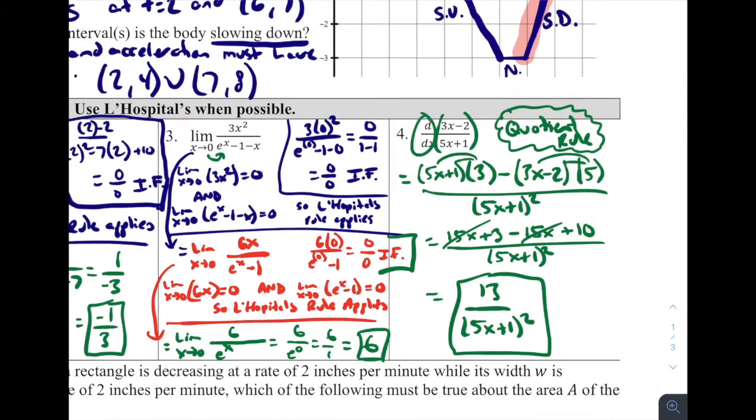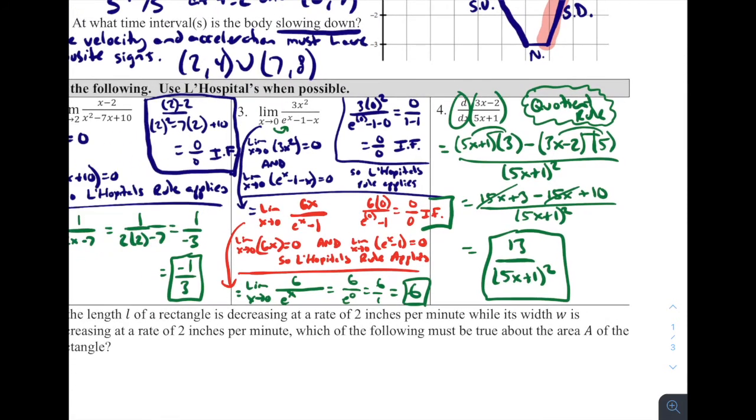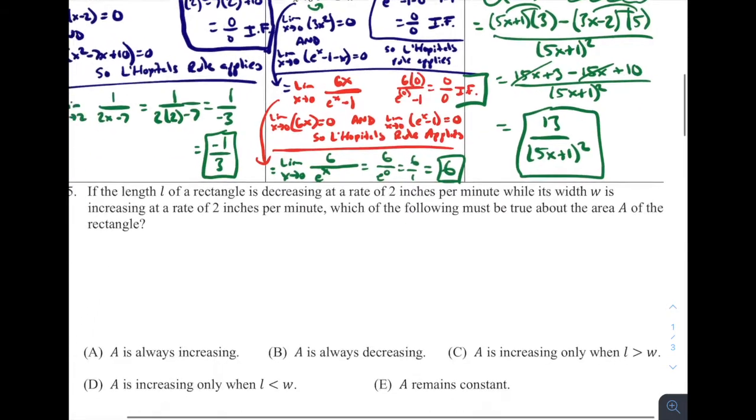Nice. So don't confuse L'Hopital's rule with just the regular quotient rule. One is only for limits that are in indeterminate form, and the other is when we're just taking the derivative of two functions that are being divided.